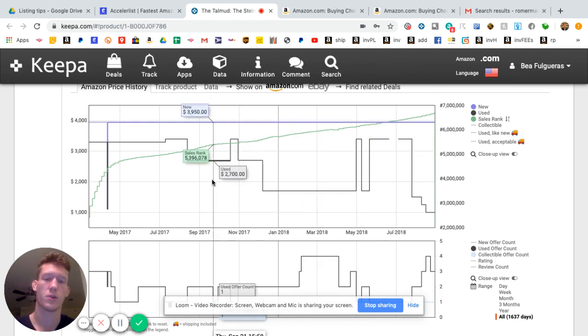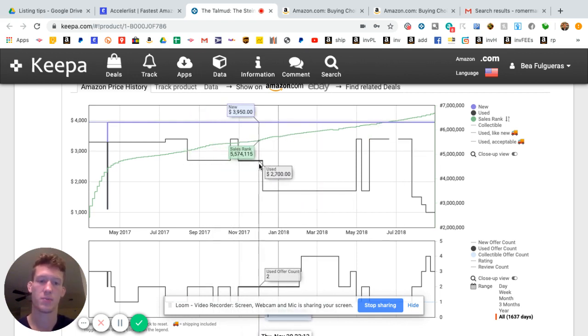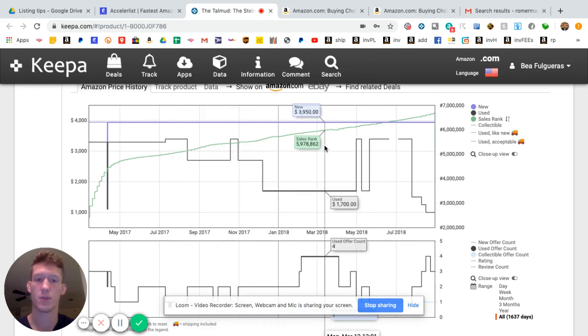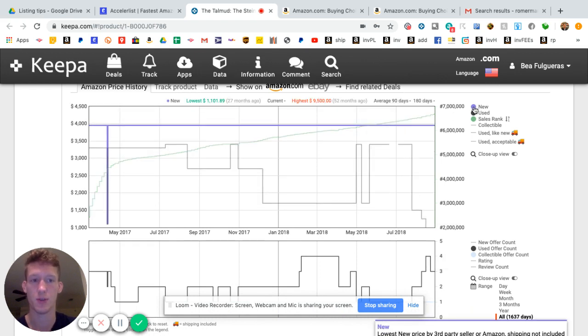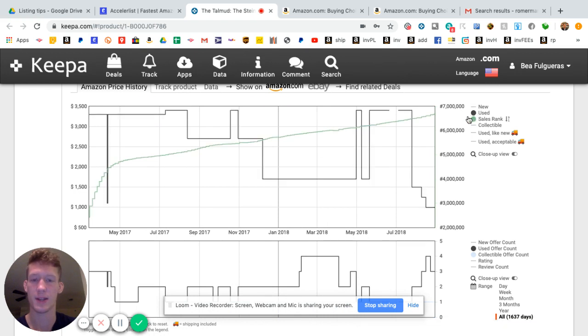So sometimes what will happen, and this is probably the most common scenario, is you see this green line just approaching infinity. The blue line is the new price, and the black line is the used price. So this is the most common scenario.